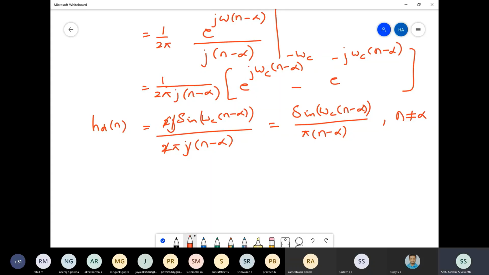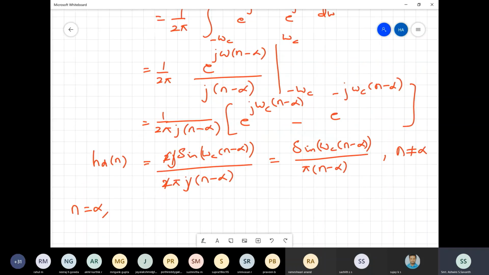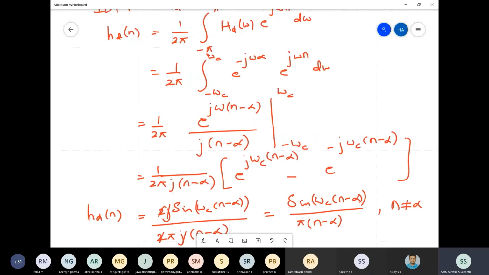Okay. So what is the value at n equals alpha? That also we should find out. How do you find it? Go to the earlier equation, and you can substitute n equal to alpha in that equation. So what happens if I put n equals alpha? e power minus j omega alpha into e power plus j omega alpha.